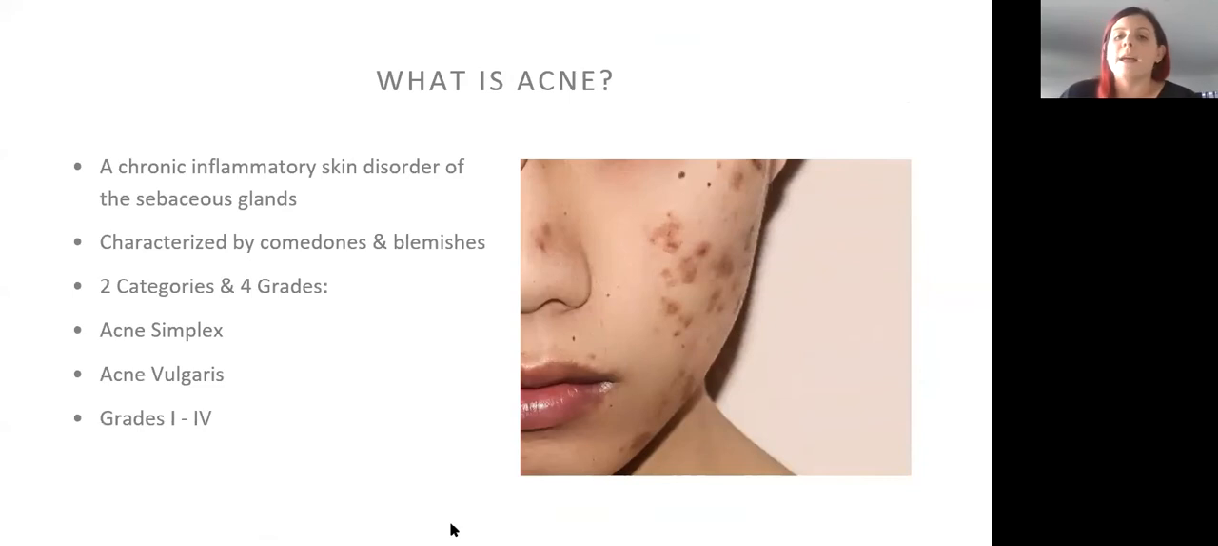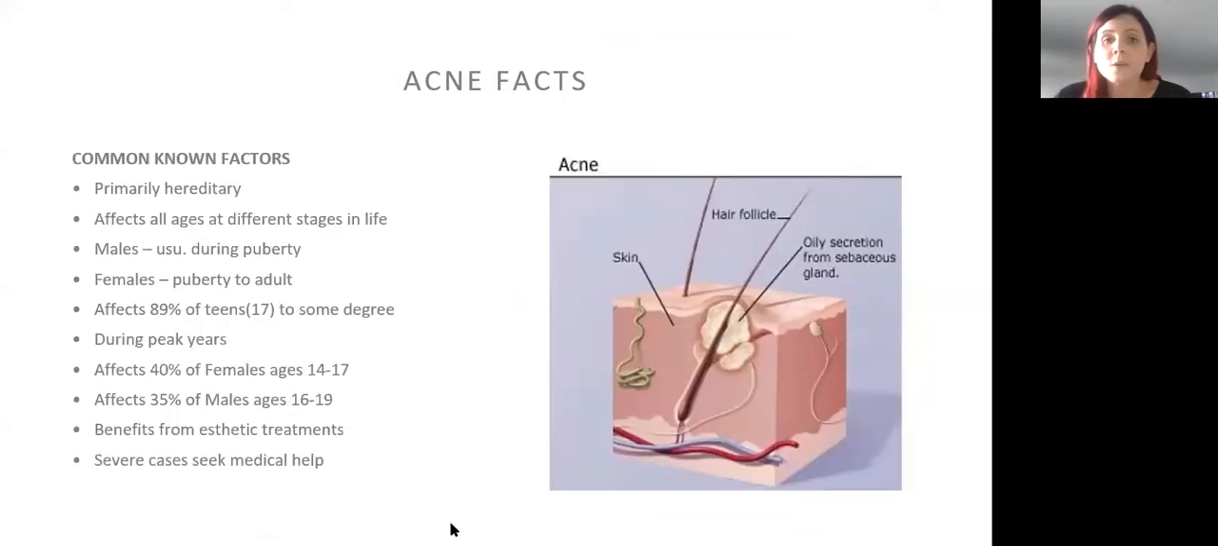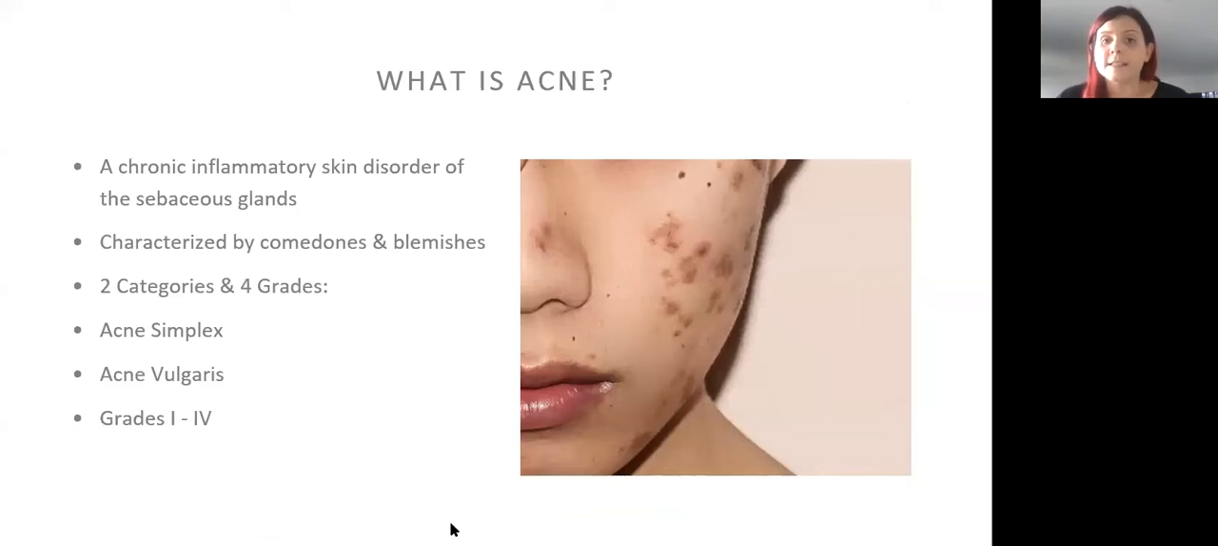So acne is an inflammatory skin disorder that occurs when dead skin cells and oil from our skin clog the hair follicles. Typical features of this would be comedones, pimples, and possible scarring as well. It primarily affects skin with relatively high numbers of oil glands, including the face, the upper part of the chest, as well as the back. Acne has two categories and 4 grades. We've got acne simplex and acne vulgaris, and we've got grades 1 through to 4 as well. We're going to be discussing these in the webinar today as well.